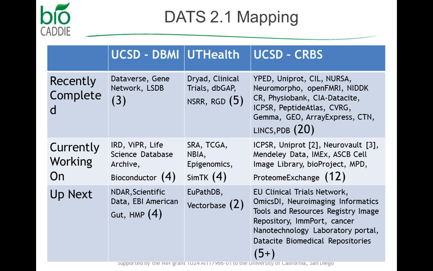Jeff, any new? So the new ones is Unipro, and there are two more that are being done right now that are new. There's actually a total of 4, because Unipro is actually 2 as well, because it's 2 separate databases. They're SwissProt and TrEMBL. So that's from Jeff's team, but we have TCGA, NB, epigenomics, SimCK, vector-based, NSRR, RGD, which are all new.